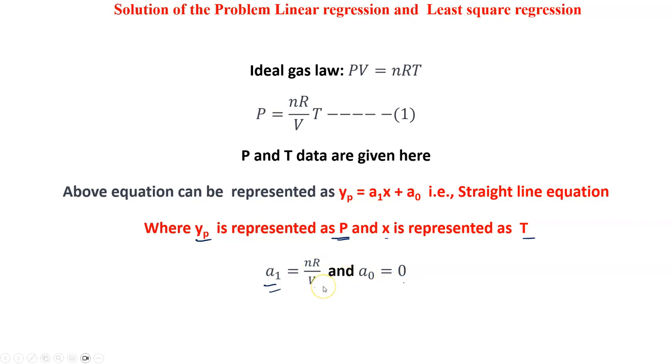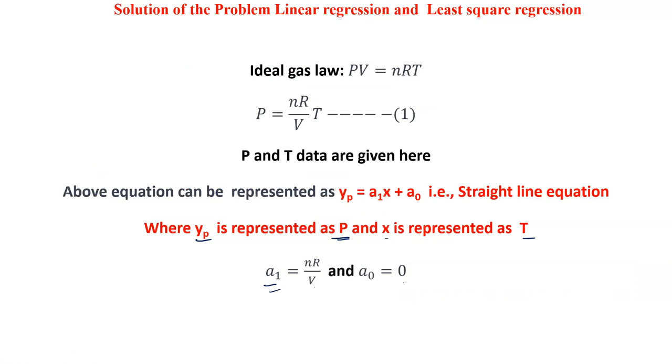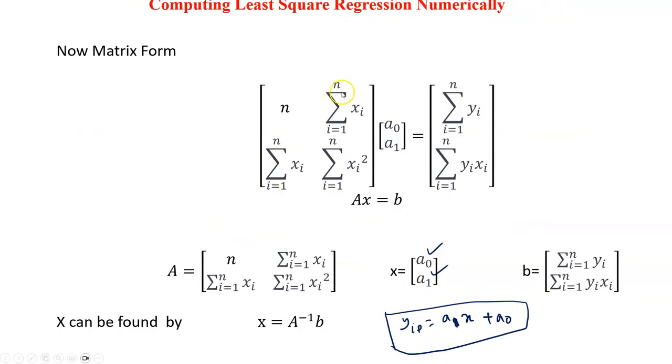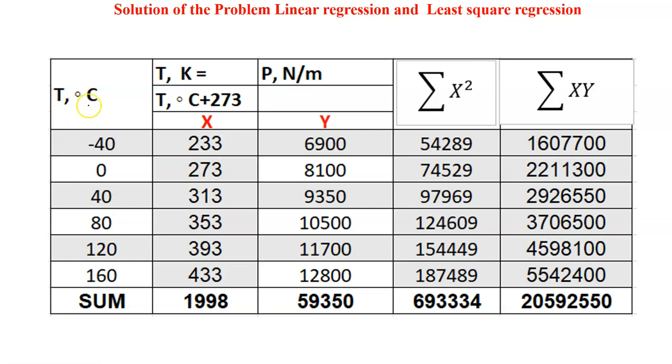But when we calculate with the least square technique, we will get some value for a0, which we can neglect. We have this matrix form, so first we have to calculate all these values. Here yp is represented as P and x is represented as T. T and P data are given, and T is in degree centigrade, so we have to convert to Kelvin by adding 273. So that is the X data.